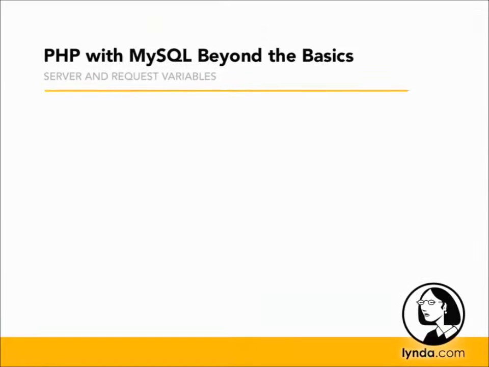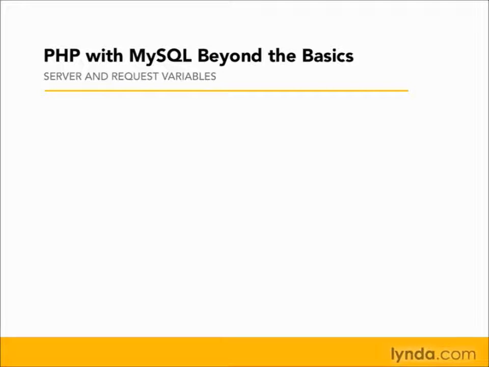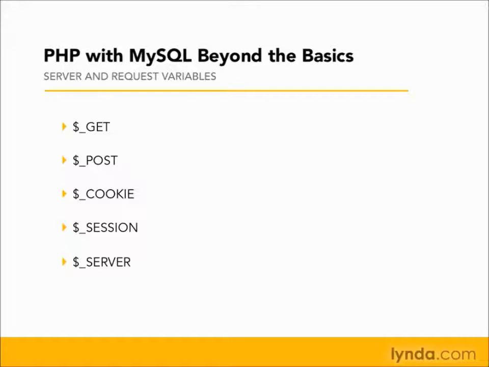In this movie, we're going to take a look at how we can retrieve and work with server and request variables. Now, we've already seen some super globals that we can work with, right? We saw get, post, cookie, and session. Well, there's one other one that I want to introduce you to, and that is server. And that's where we're going to be able to find all of these server and request variables is inside the super global for server.